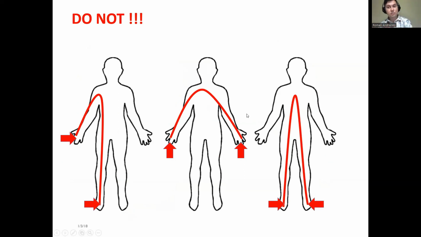And same principle here when we work with the limbs. Don't put the PONS on the opposite limbs. Don't put the PONS on the same limbs, but they are different. What is the correct way?